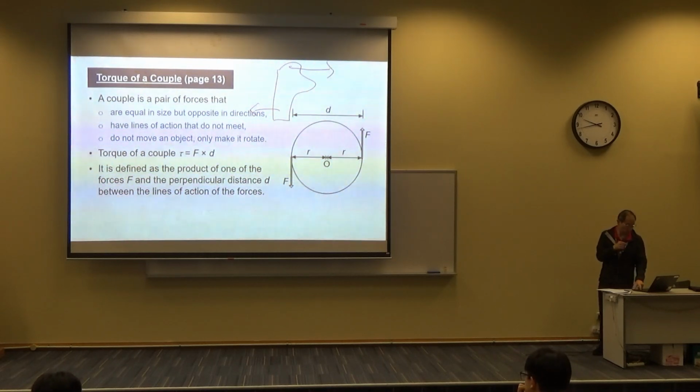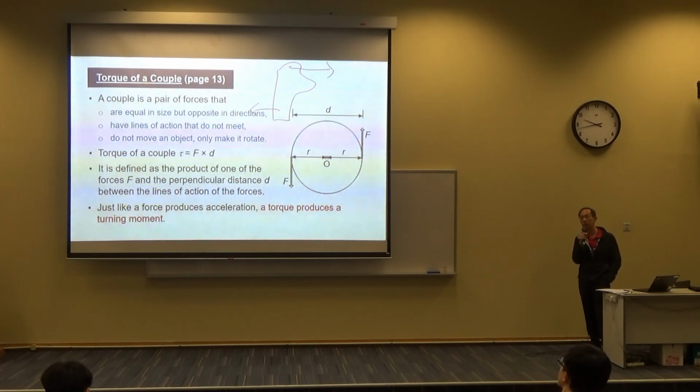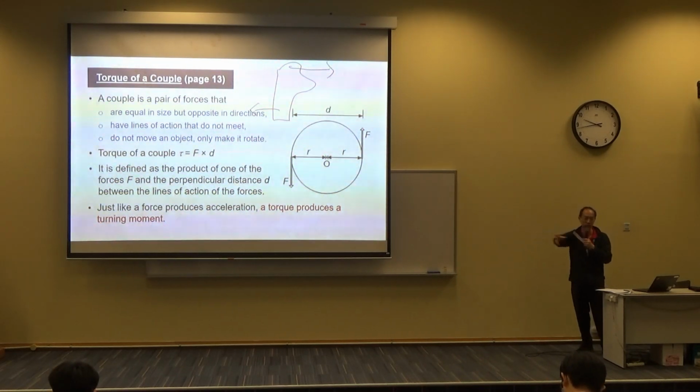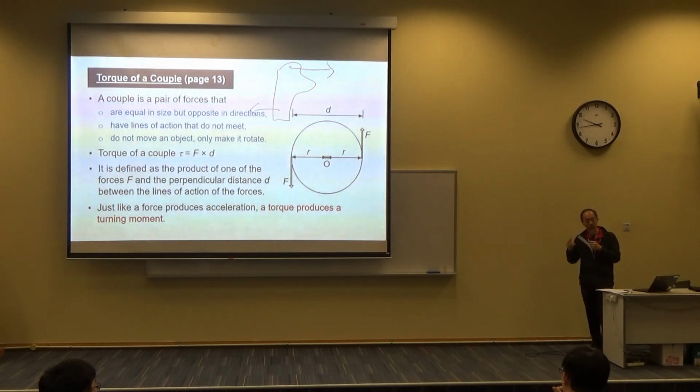So what is a torque? Just like a force produces acceleration, a torque produces turning moment. So torque basically is the equivalent to force. Force makes things move in straight lines, whether accelerate or decelerate along a straight line. A torque produces rotational motion. So those of you who are into sports cars will realize they always talk about torque, maximum torque of the car engine, because the car engine is used to turn something. Therefore, torque becomes turning moment.